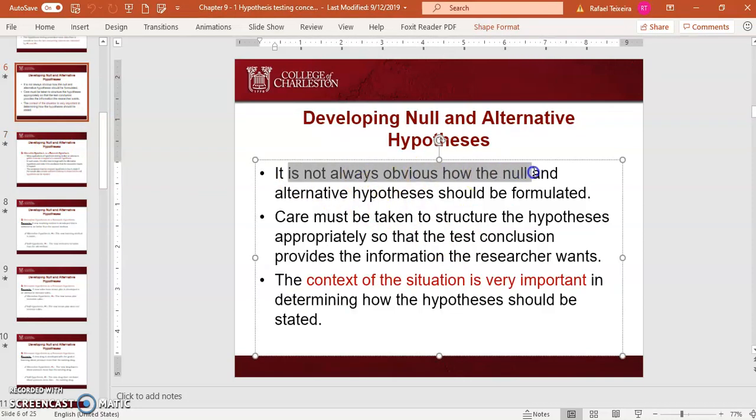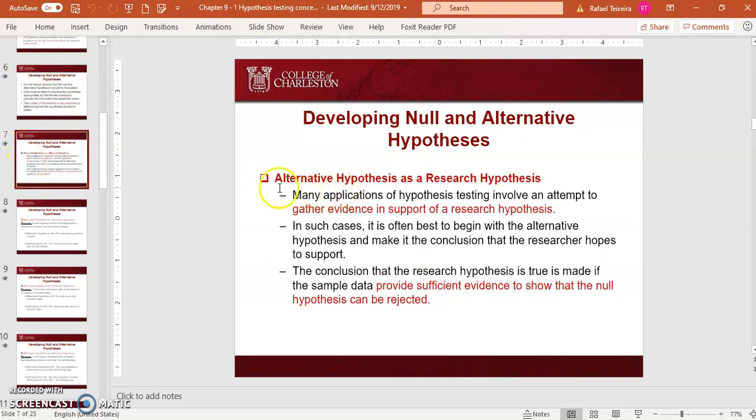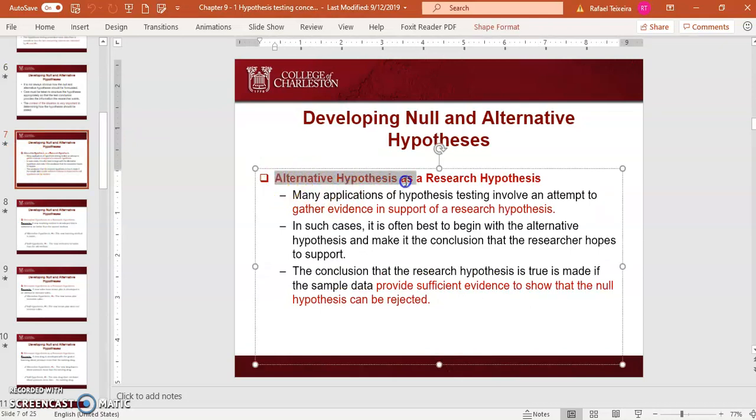It's not always obvious how the null and alternative hypothesis should be formulated. It is difficult. This part is not easy. You have to practice a lot, understand the context. The context of the situation is very important. Also, you have to know what the null is always about and what the alternative is always about. This is the reason I was emphasizing and trying to make you understand. And sometimes it's easy to start with the alternative hypothesis first, because many problems, many applications in business management want to gather evidence and support for something.